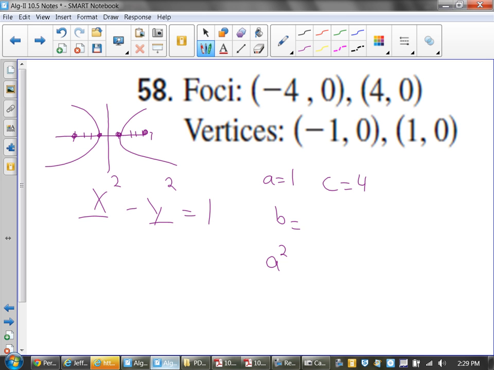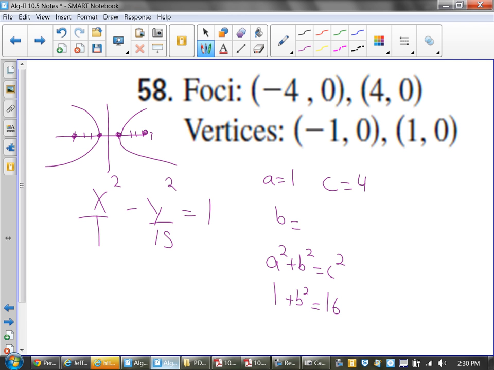Well, A squared plus B squared is C squared. What's 1 squared? 1. What's 4 squared? What's B squared? 15. So, A squared is 1, B squared is 15. And you're done. You don't have to worry about taking the square root for B. You're not graphing this to figure out where the co-vertex is going to be. You're just writing out the generic form of the equation.